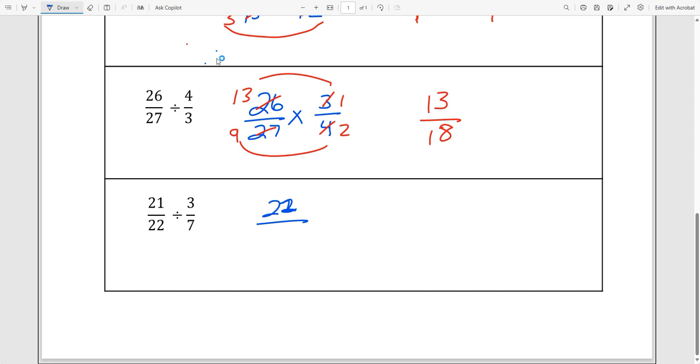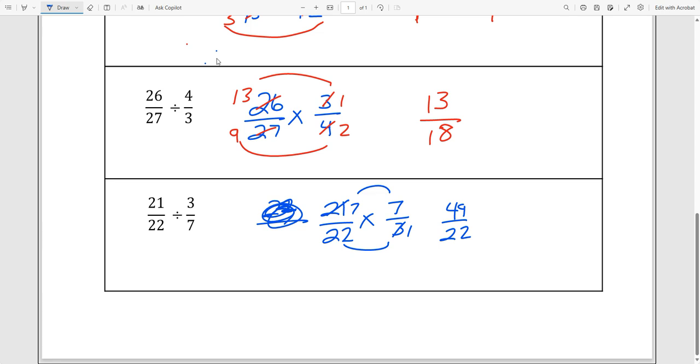Let's write that better. 21 over 22 times 7 over 3, flipping the second fraction. Now I can do some simplification here again. 3 goes into 3 one time, and 3 goes into 21 7 times. 7 times 7 is 49, and 1 times 22 is 22.